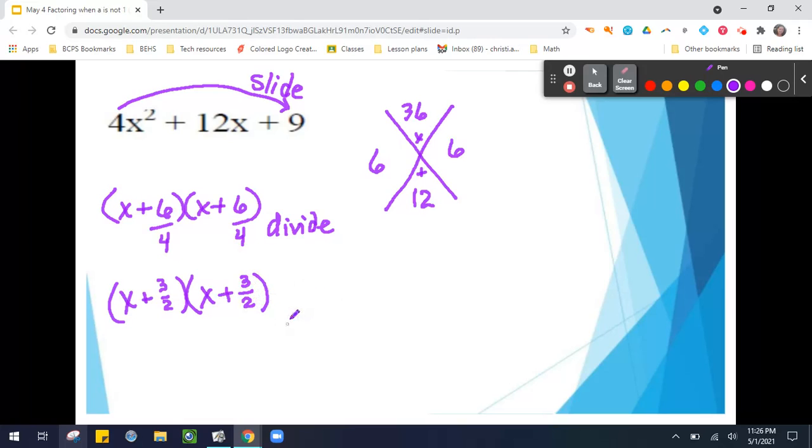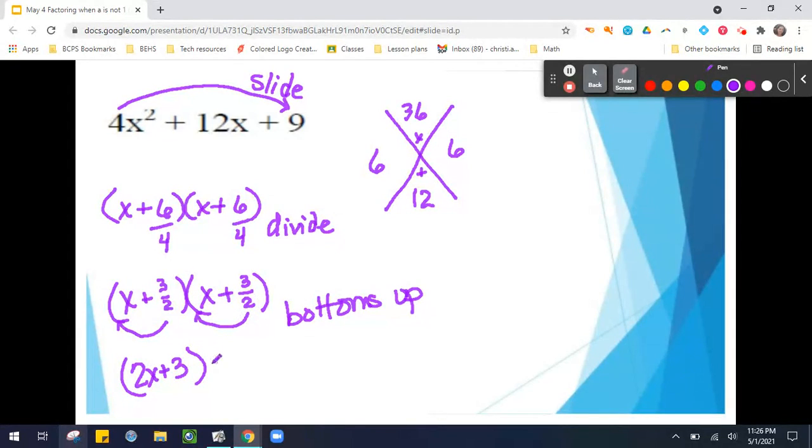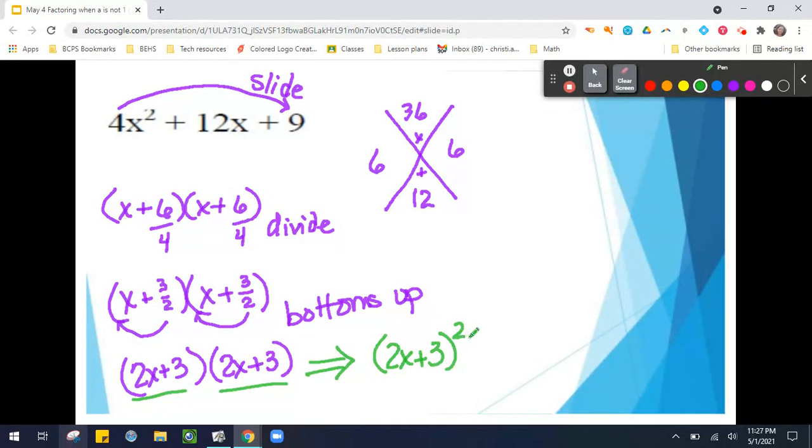After you divide, you do that process that we call bottoms up. If you have a fraction, you want to take the bottom of the fraction up to the front. So I'm going to take this up to be 2x plus 3. And this one up to the front, the same thing, 2x plus 3. I do want to draw your attention that I have written the same thing twice, and this can be shortened to be 2x plus 3 to the second power. That means I'm using 2x plus 3 twice.